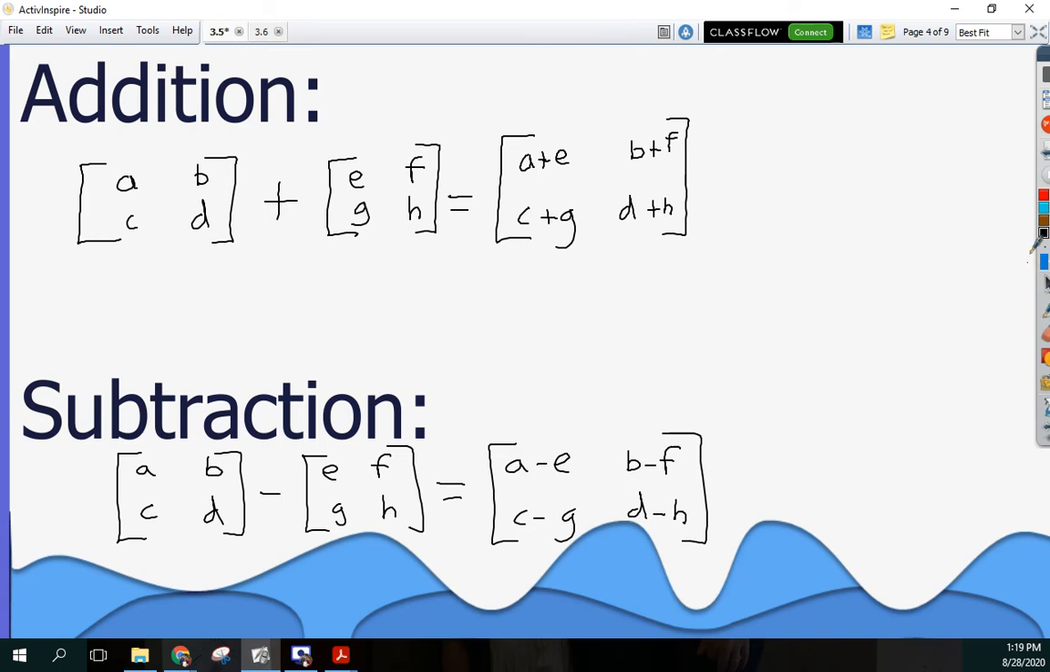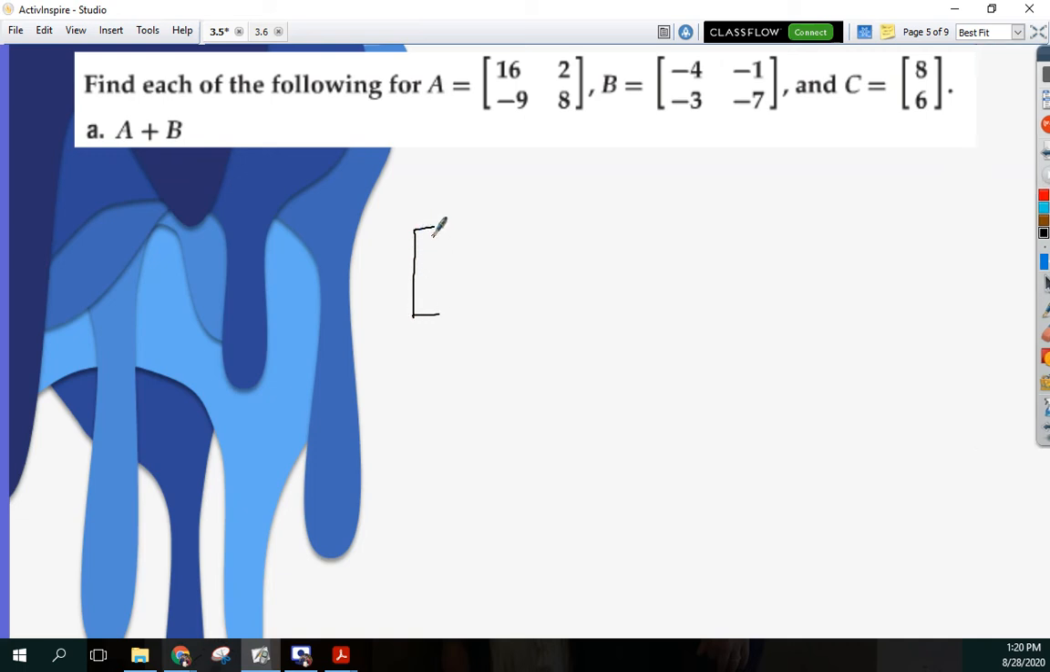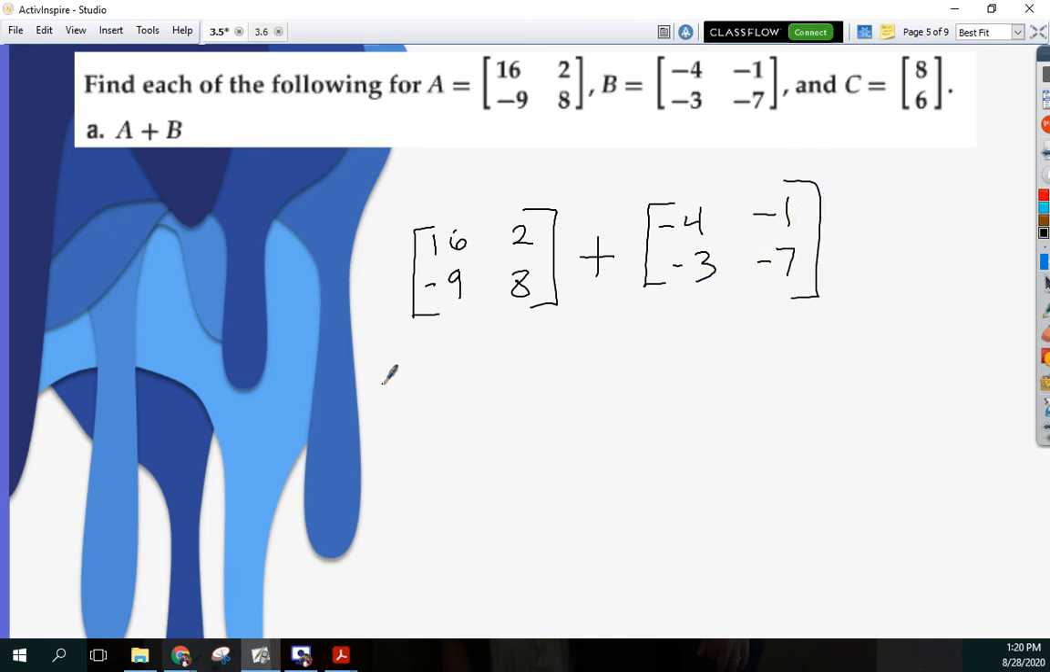So let's look at an example with adding or subtracting. So here it tells us that we're going to find A plus B. So I'm going to take my matrix A, which is 16, 2, -9, 8. I'm going to add that to -4, -1, -3, -7. Again, adding my corresponding parts.